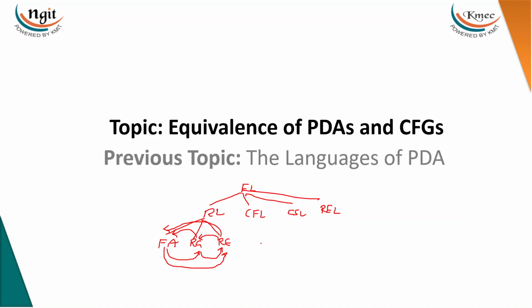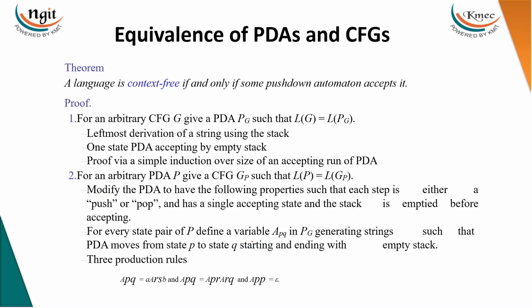And every CFL is recognized by a machine called PDA and a grammar called context-free grammar. Every PDA can be converted to grammar and every grammar can be converted to PDA. So this we are going to discuss in this video: conversion of PDA to CFG and CFG to PDA.